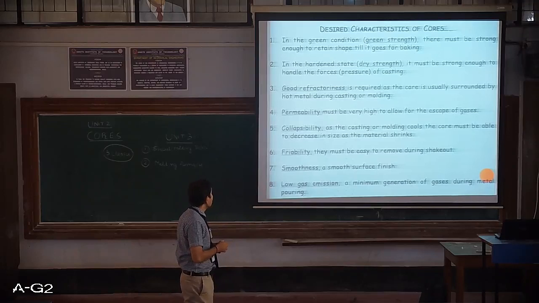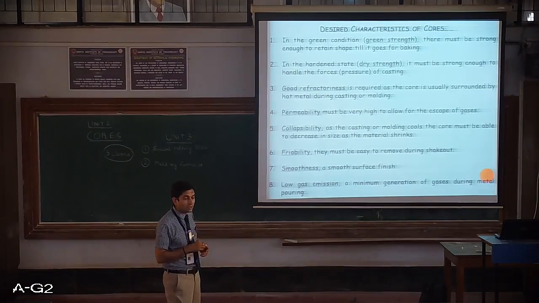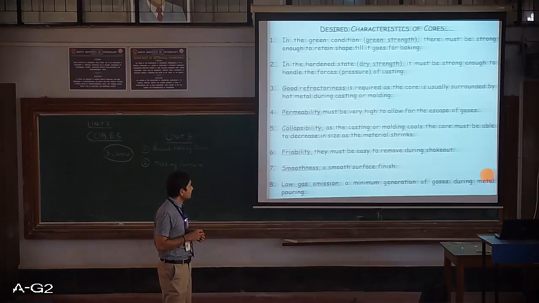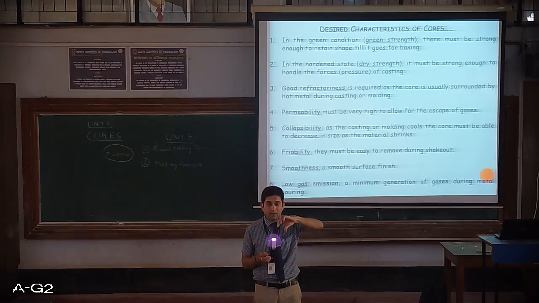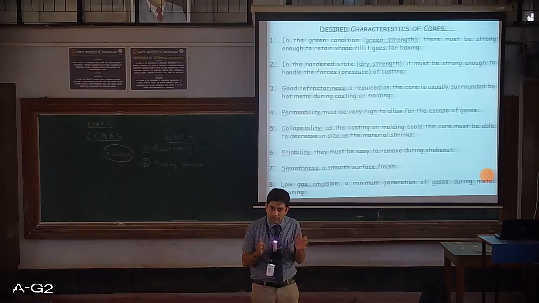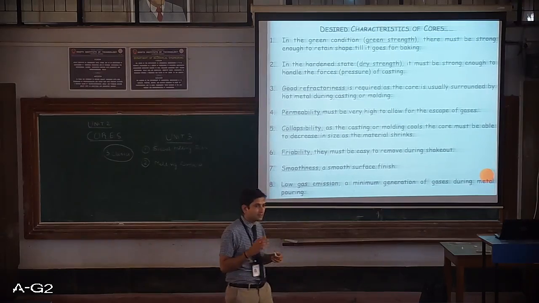The second one is that in the hardened state, when you harden that core inside the oven, its strength should also be very high. That is called the dry strength. So the green strength should be very high, and the dry strength of the core should also be very high. Then good refractoriness. A core is expected to have good refractoriness. That means when you put the core inside, the molten metal will surround the core. At that time, the sand should reflect the heat back into the molten metal and shouldn't fuse or melt because of the high temperature of the metal. That is called high refractoriness, and that is expected of the core.